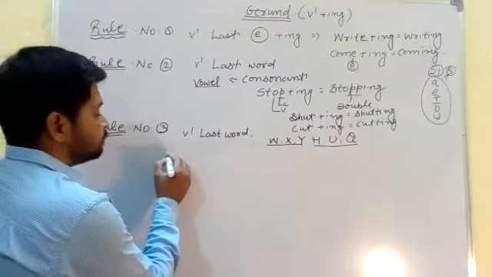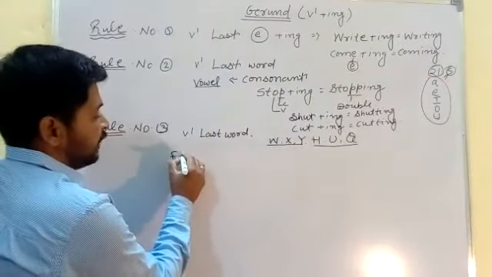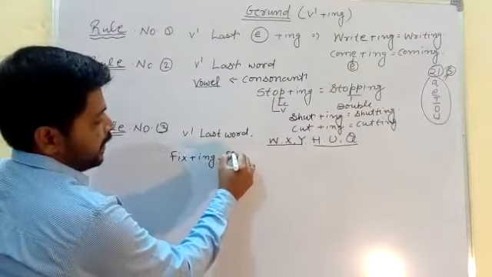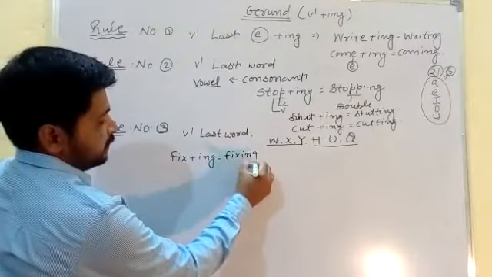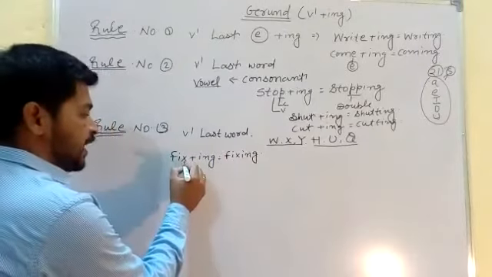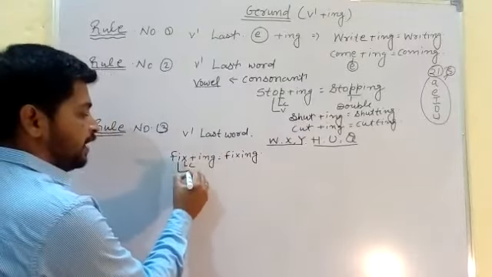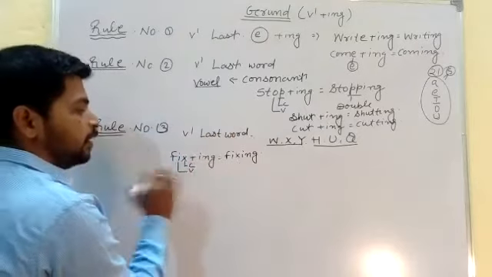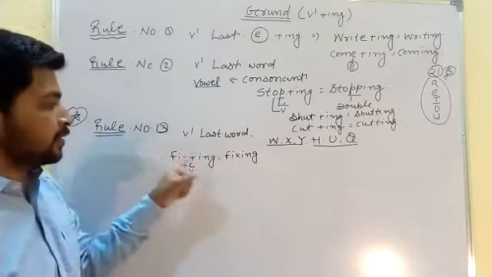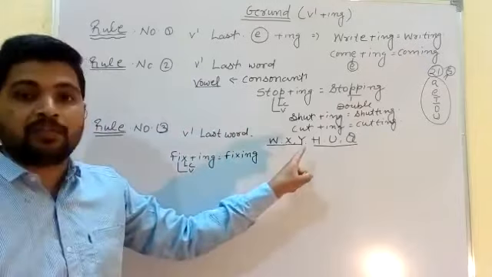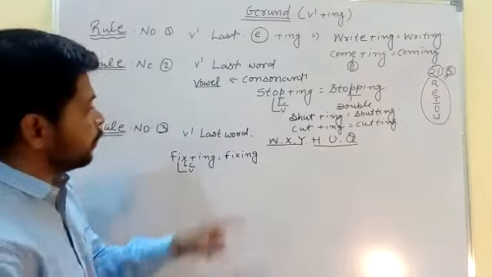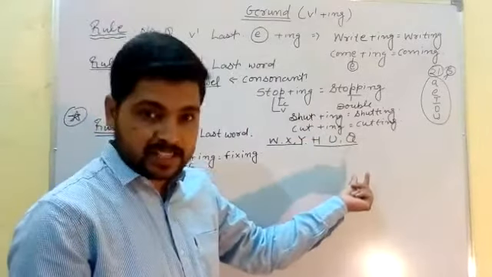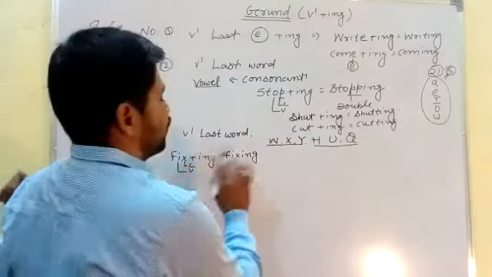For example, FIX, fix, plus ing. And what is the spelling? Fixing. Students, X is a consonant and I is a vowel. According to rule number two, we could double the consonant, but according to rule number three, these are the exception part of English grammar. So with W, X, Y, H, U, Q as the last alphabet, we can't double the consonant.